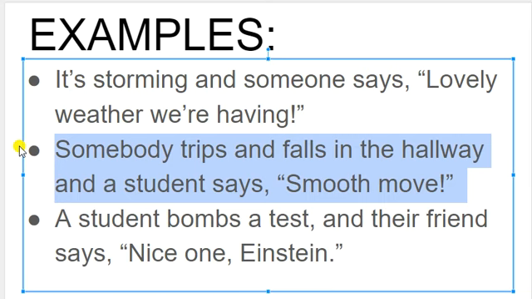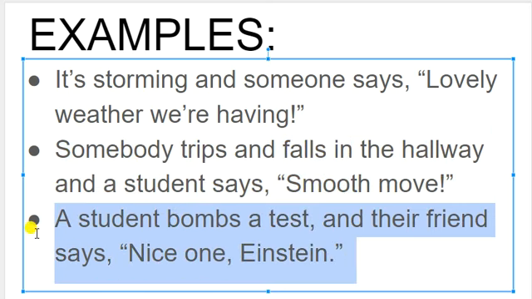Somebody trips and falls in the hallway and a student says, "Smooth move," okay. This is not really sarcasm, but it is leaning more on the meant to be kind of snarky, I should say, type of speech. You don't mean that they are smooth, okay? What you mean is that they're clumsy. So you're saying the opposite of what you really mean.